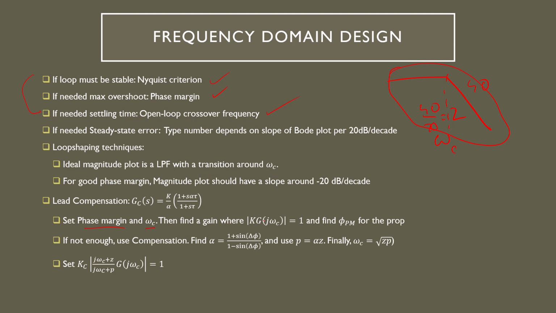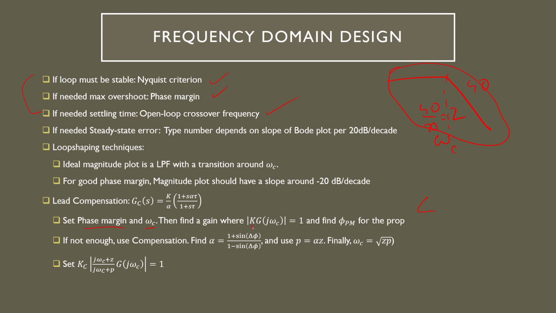Then we have to find a gain K where |K G(jω_c)| is equal to 1. This is important. We need to find a point where, once we plug in the open loop crossover frequency we found, we need to find a K which makes this go to 1. Once we find a K, using what we already have, we can use the angle criterion to find the phase margin. This is using the proportional control alone.